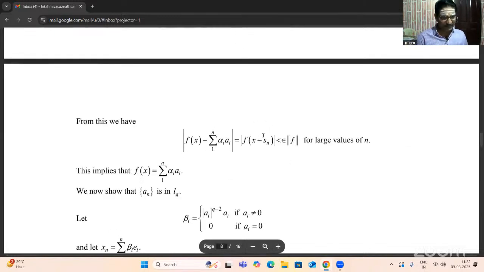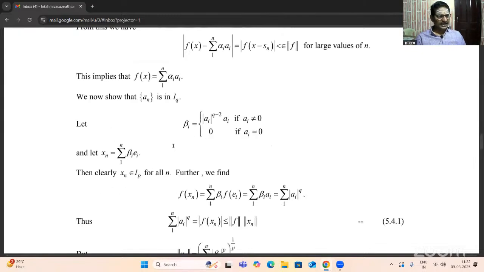So |f(x) − Σ αᵢeᵢ| = |f(x) − Sₙ| < ε times this value, which cannot exceed ε times norm f for large values. Finally, f(x) = Σ αᵢeᵢ. So you are taking the sequence aₙ. Already we have shown that the sequence aₙ is in Lq.